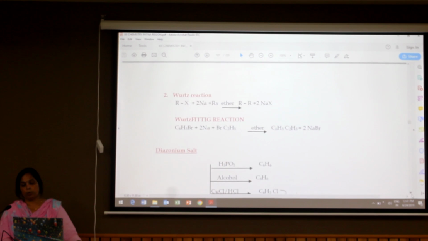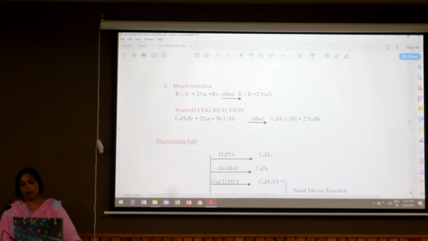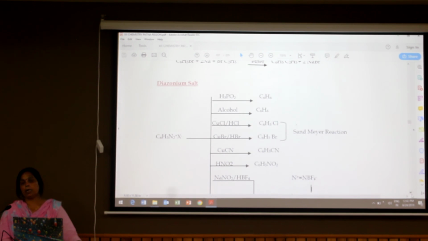Now we start the Wurtz reaction. In the Wurtz reaction, haloalkanes react with sodium, and we get symmetrical alkanes having double the carbon atoms compared to the alkyl halide. Now we take Wurtz-Fittig. In Wurtz-Fittig, alkyl halide and aryl halide react with sodium in the presence of dry ether, and we get alkyl benzene.